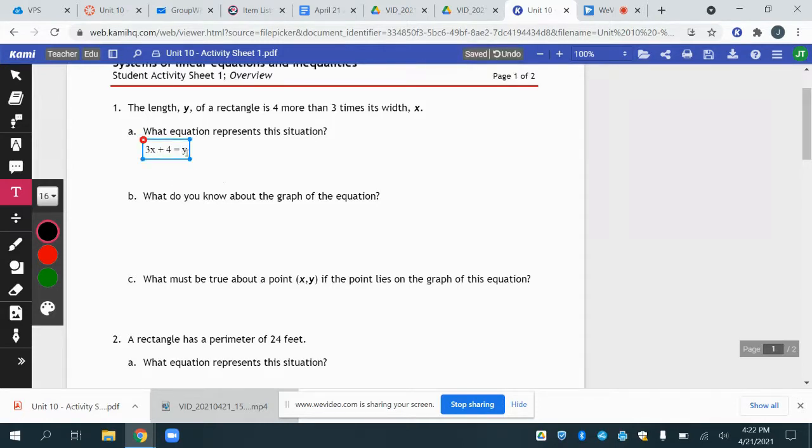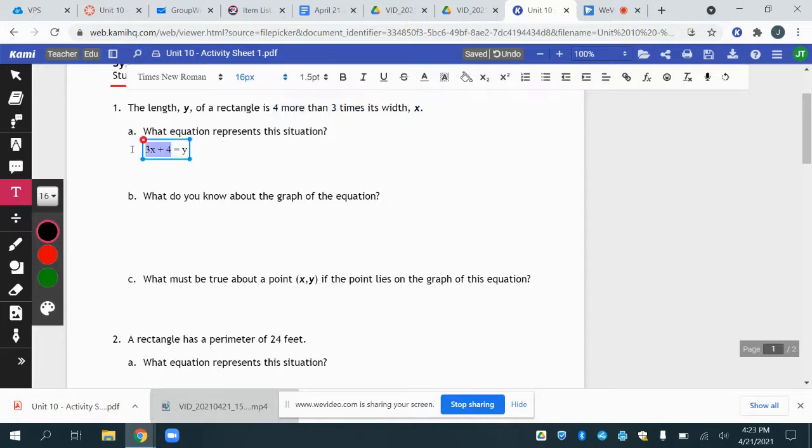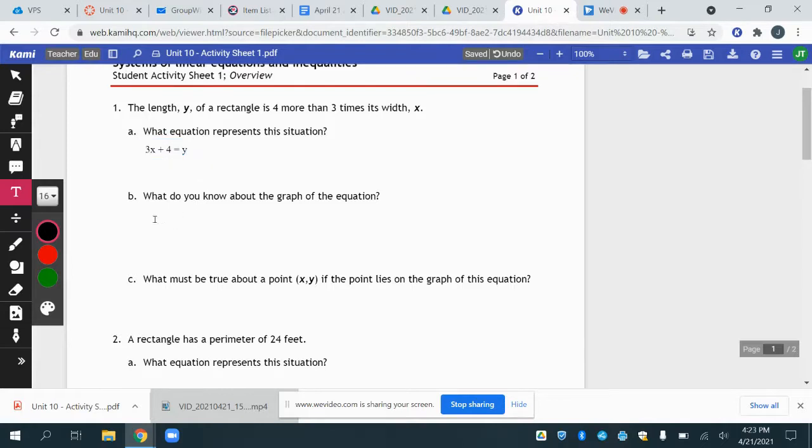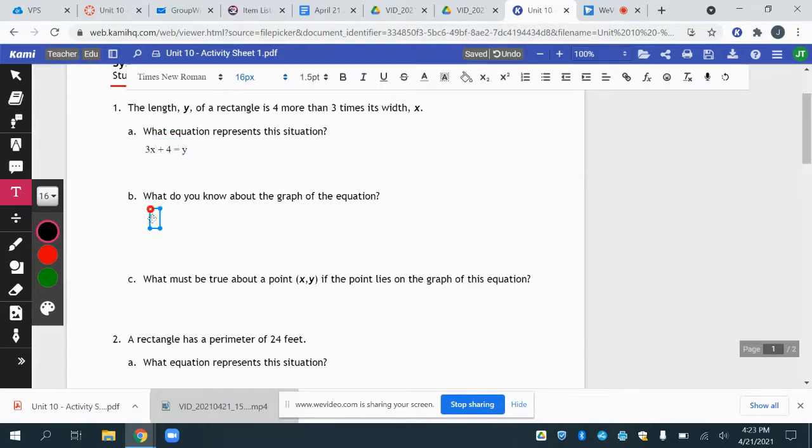This is something you need to get good at, reading something and saying, hey, okay, so I have my width. I need to do 4 more than 3 times that. So 4 more than 3 times the width is the length. And now I have an equation. So we just have to write down what we read. And that's a very important skill.